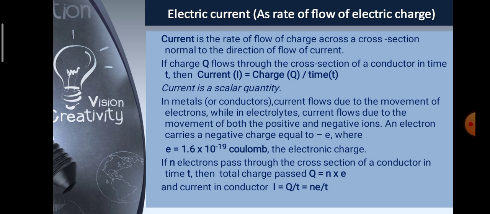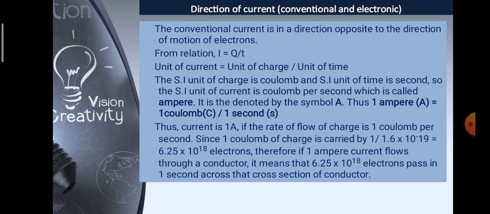An electron carries a negative charge equal to minus e, where e is equal to 1.6 into 10 power minus 19 coulomb, the electronic charge. If n electrons pass through the cross section of a conductor in time t, then the total charge passed is q = n e, and the current in the conductor I = q/t, which can be written as I = n e/t. The direction of current: conventional current is in a direction opposite to the direction of motion of electrons.